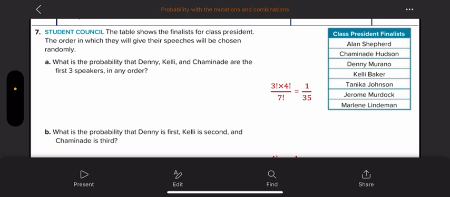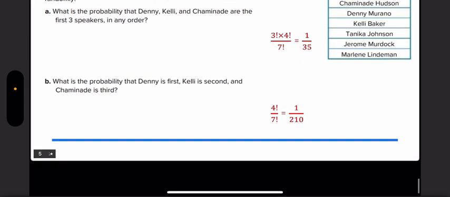In the numerator, I'm choosing Denny, Kelly, Cheminade. So I'm choosing 3. Remove 3 from 7, the remaining will be 4. So I put 4 factorial in the numerator. Now, we said in any order, do I know the order of Denny, Kelly, Cheminade? For example, Denny first, Cheminade second, Kelly last, or I can start with Kelly, then Cheminade, then Denny. I don't know the order. The unknown order for 3 means 3 factorial in the numerator. So 3 factorial multiplied by 4 factorial over 7 factorial, and here is the result.